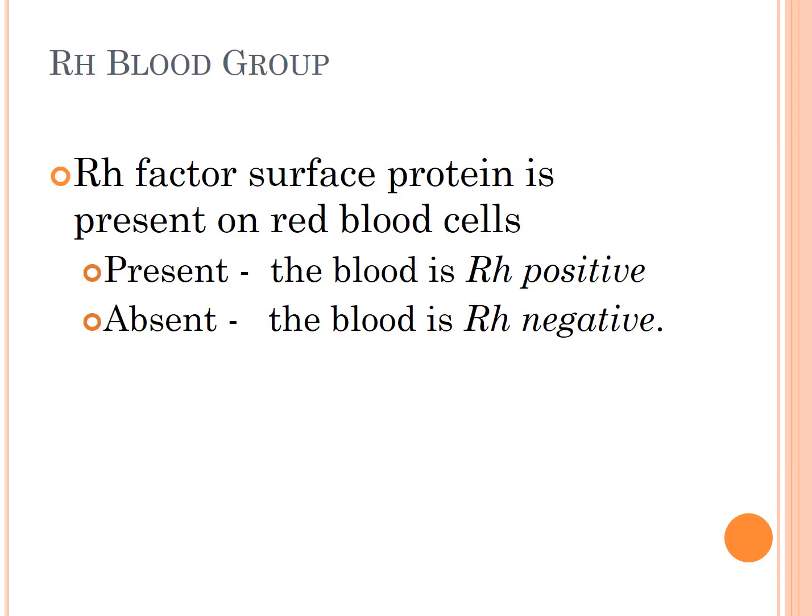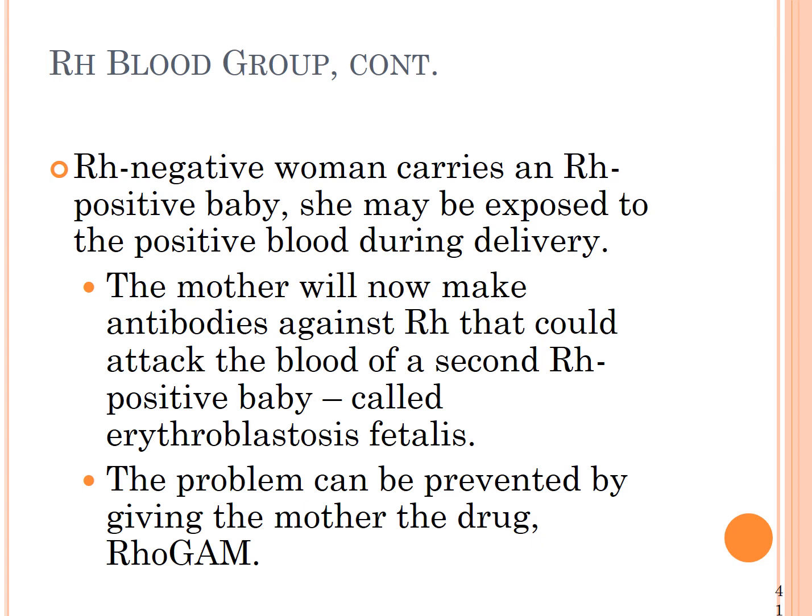There's an additional factor, sometimes called antigen D, that's found on the surface of red blood cells. And another name for it is the Rh factor. This name originates from where it was first discovered in rhesus monkeys. This is an antigen that either you have or you don't have. If you have this antigen D, you're considered to be Rh positive. If you don't have this antigen, you're Rh negative.